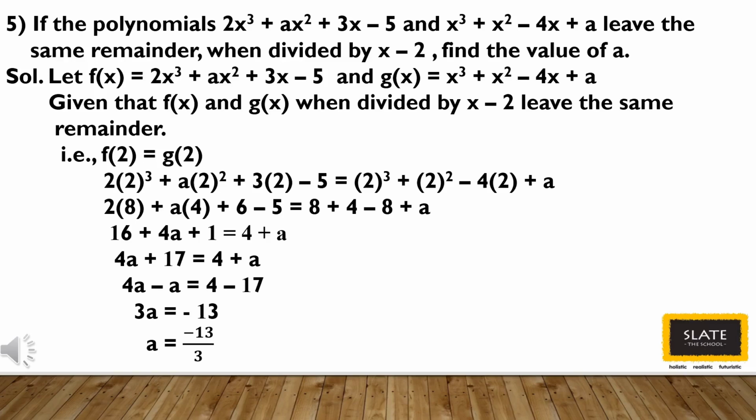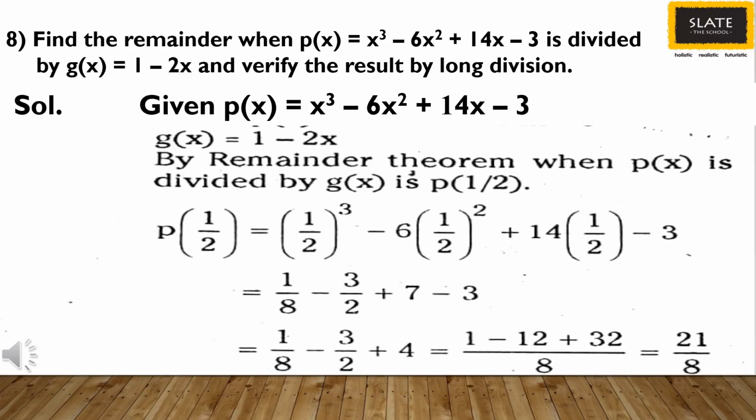When a from the right side is shifted to the left side, it becomes 4a minus a is equal to 4, and 17 when we move to the other side becomes minus 17. 4a minus a is 3a is equal to 4 minus 17, which is minus 13. a is equal to minus 13.